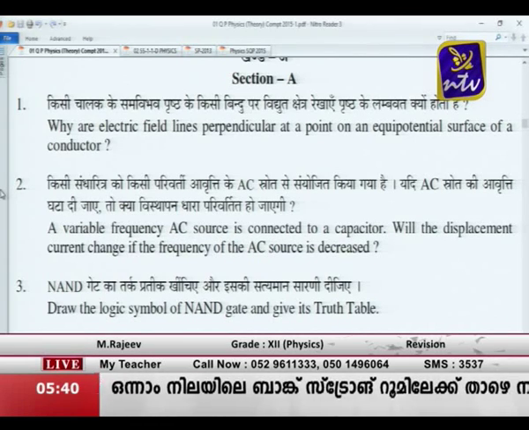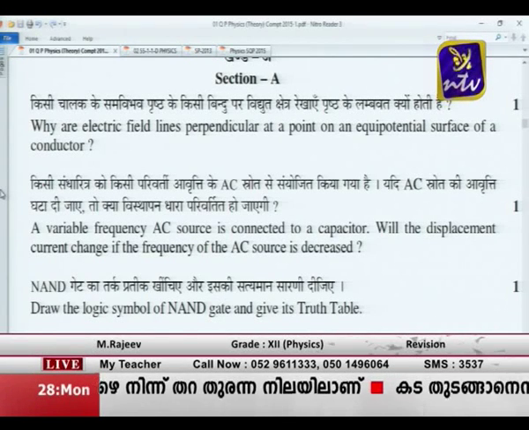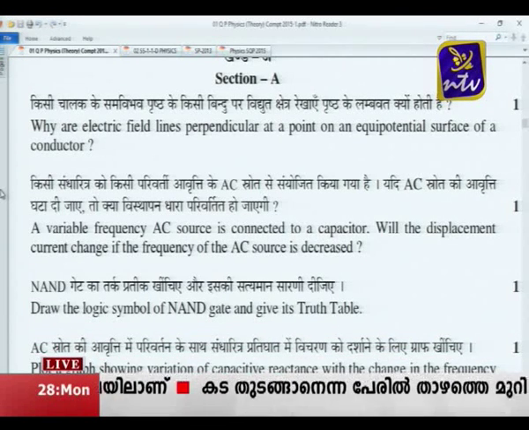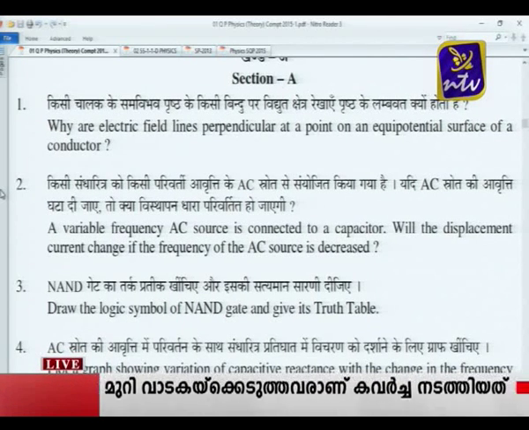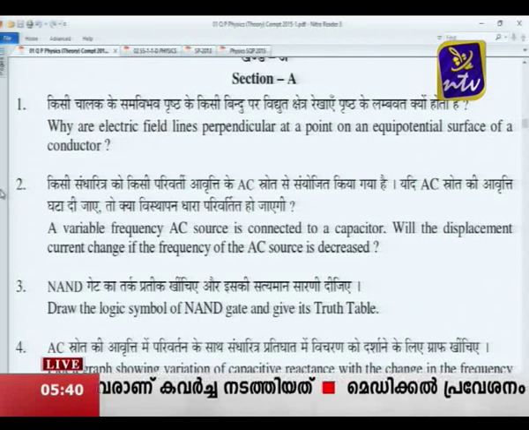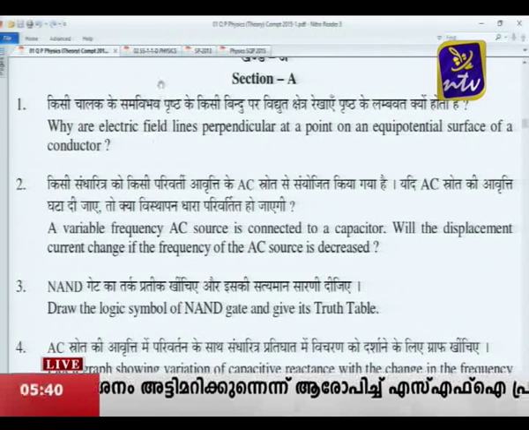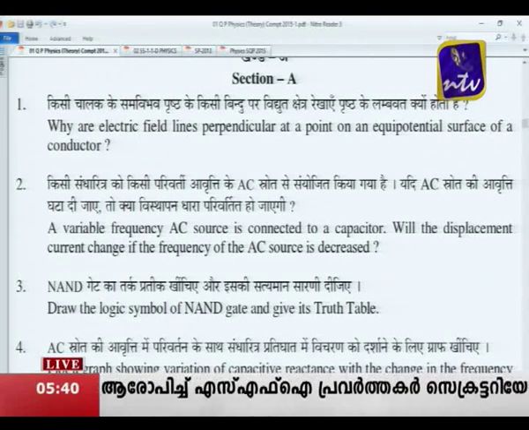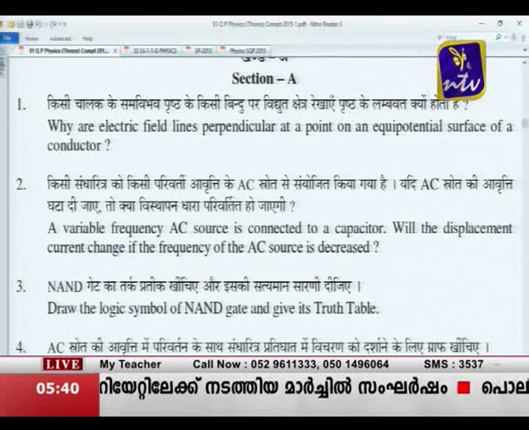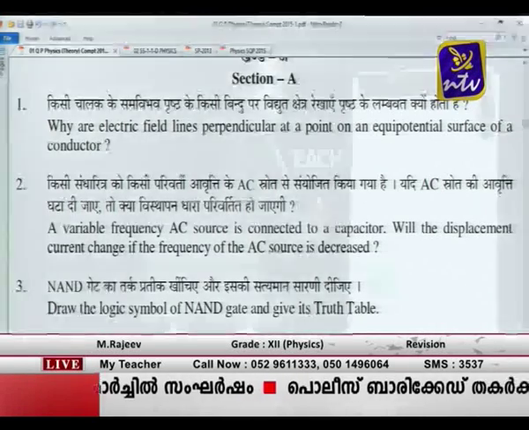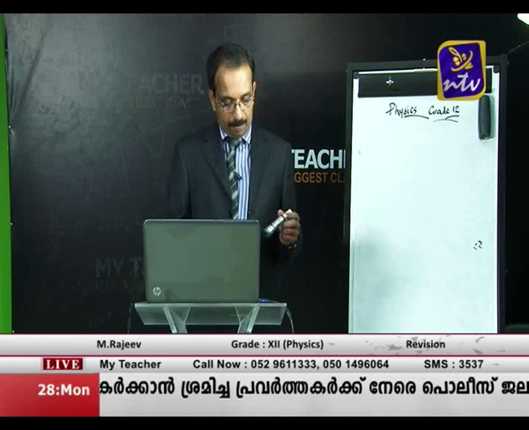You saw this. The first question asked is, why are electric field lines perpendicular at a point on the equipotential surface of a conductor? I hope all of you have seen this. This is actually the real question paper of the CBSE compartment exam. So can anyone make out what's the answer to this? Why are electric field lines perpendicular to an equipotential surface?